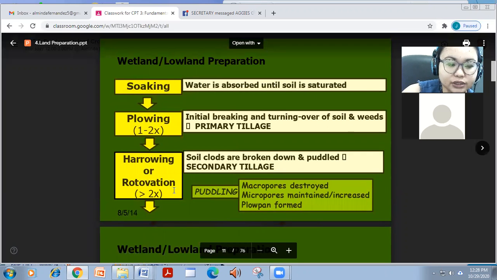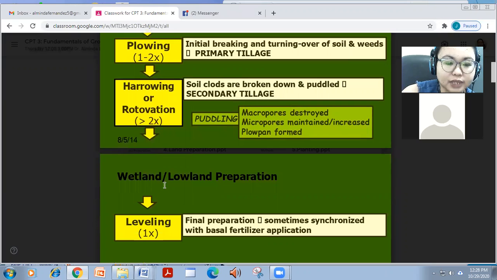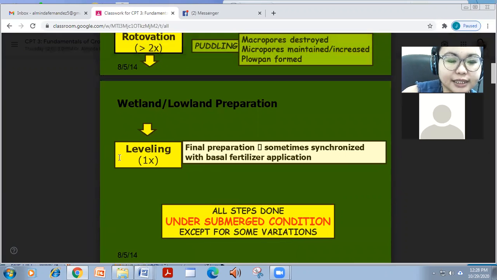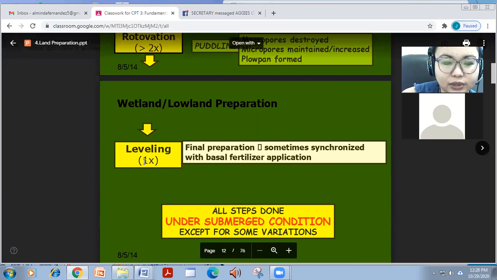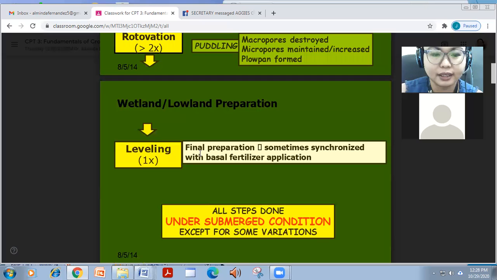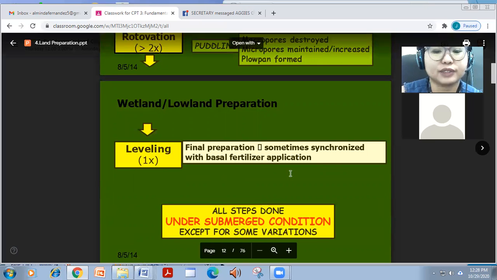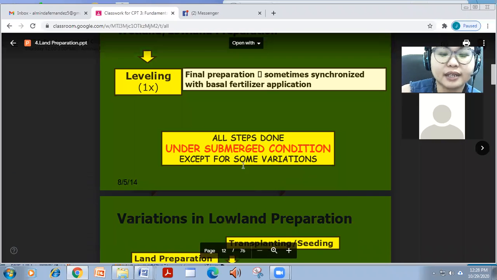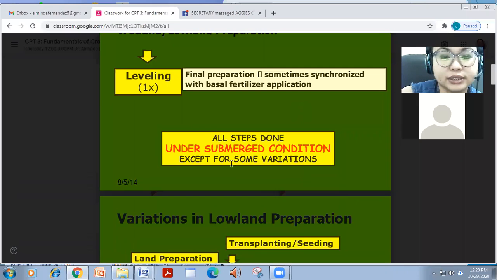Okay, ma'am. Rotovation or harrowing is also done 2 times, no? Then after that, the last phase for a wetland lowland preparation is leveling. So you need to level it 1 time, final preparation, and this is synchronized with basal fertilizer application also. And all steps done under water or water submerged condition, wet condition.